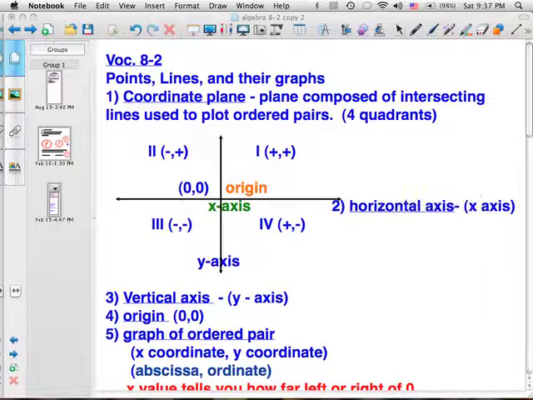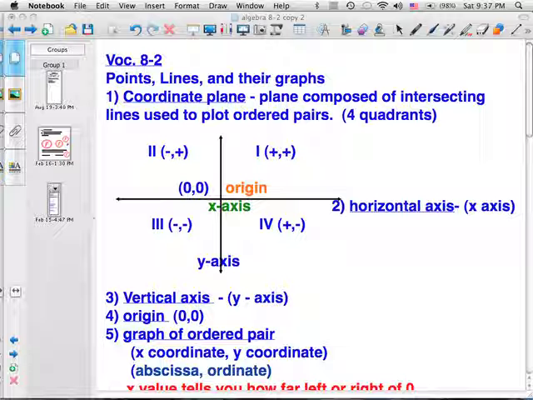We're on Chapter 8, Section 2. We're working with the coordinate plane, which we're going to be using to plot ordered pairs in our equations that have two variables. Remember, a coordinate plane is a plane composed of intersecting lines that form a grid, and we plot ordered pairs on that grid.